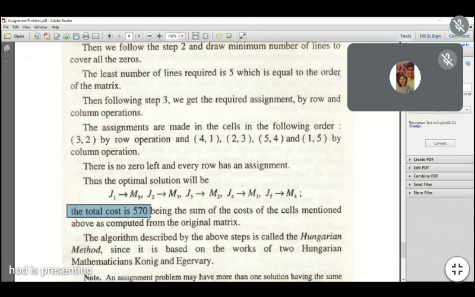Okay, ma'am. Do we have to show that mapping part at last? Yes, this is the solution. So you have to write the solution. Yes. Okay.